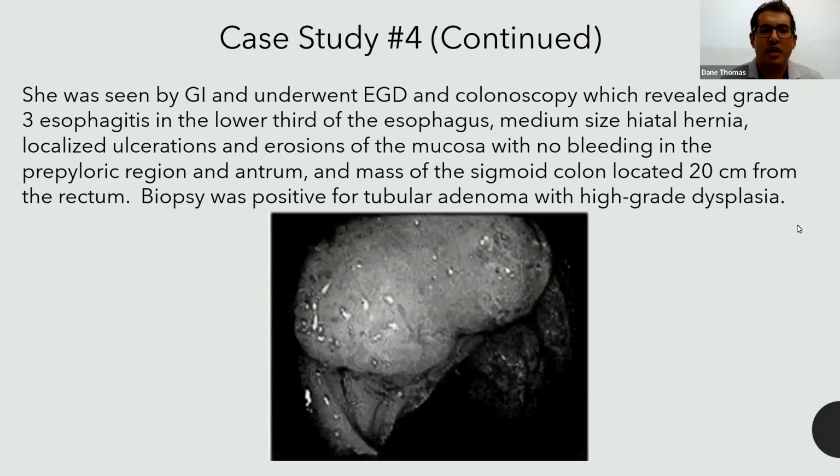She was seen by GI and underwent an EGD and colonoscopy, which revealed grade 3 esophagitis in the lower third of the esophagus, medium-sized hiatal hernia, localized ulcerations and erosions of the mucosa with no bleeding in the pre-pyloric region and antrum, and unfortunately, a mass in the sigmoid colon located 20 centimeters from the rectum. Biopsy of this mass was positive for tubular adenoma with high-grade dysplasia.